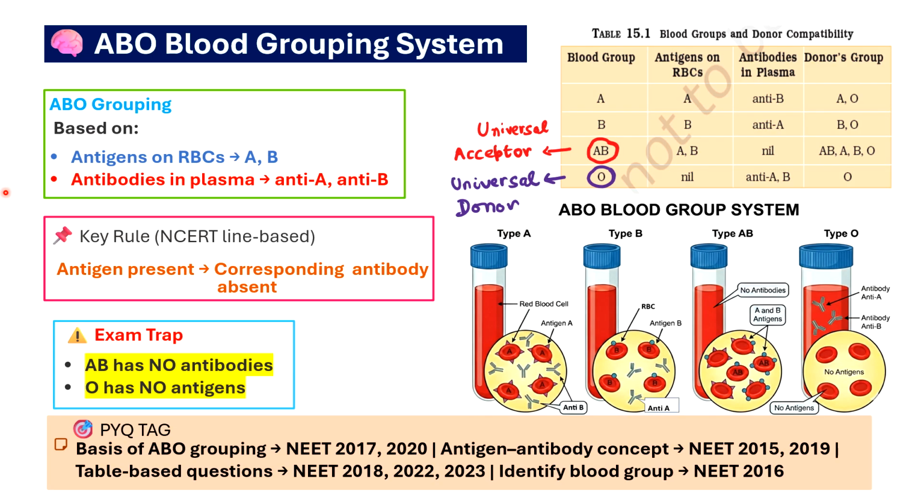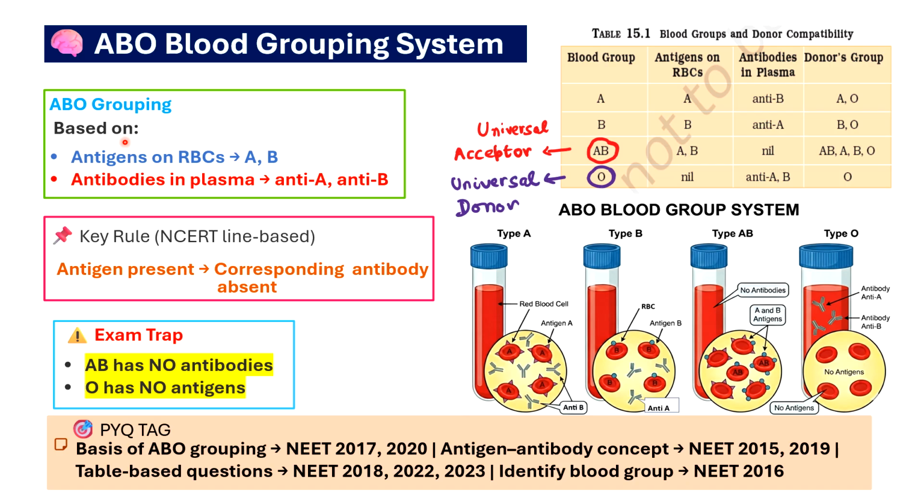Let us now do the first type of blood group, that is the ABO blood group system. So here the PYQs generally come from what is the basis of ABO grouping, that is the concept behind what antigens are present and antibodies are present, typically from this table. So table based questions. Also identification of blood group comes from the table. Okay, so let's now move to the topic.